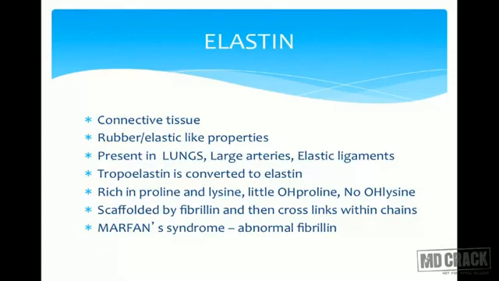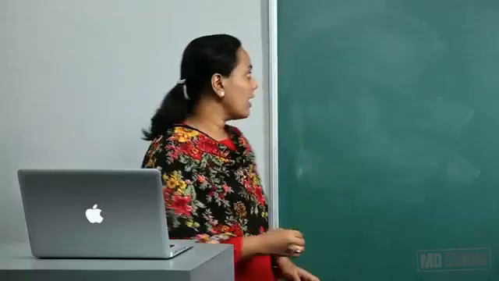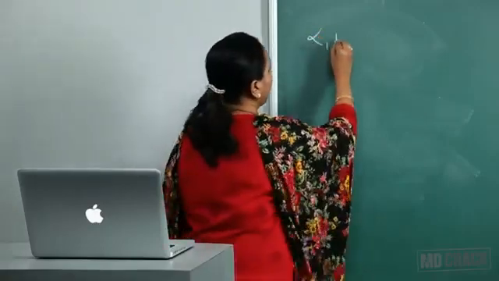Now one important disease caused by a problem with elastin is Marfan syndrome, where there is an abnormal fibrillin. Another important disease associated with this connective tissue is alpha-1 antitrypsin deficiency, alpha AAT. I'll be talking about this also: alpha-1 antitrypsin.